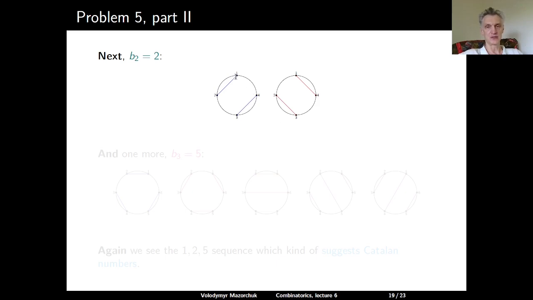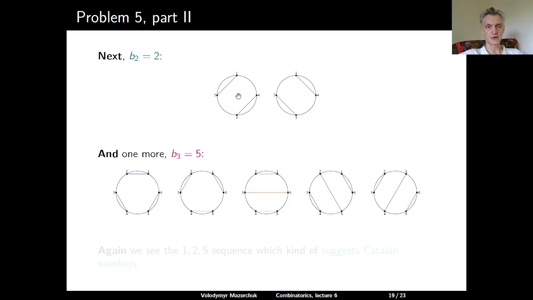So we write the points on a circle as vertices of a regular n-gon. In this case, it will be a square. We have points 1, 2, 3, and 4. In the first possibility, we connect 1 and 2 and 3 and 4. In the second possibility, we connect 1 and 4 and 2 and 3. We cannot connect 1 and 3 and 2 and 4 because they will cross.